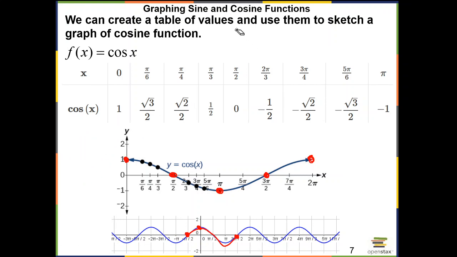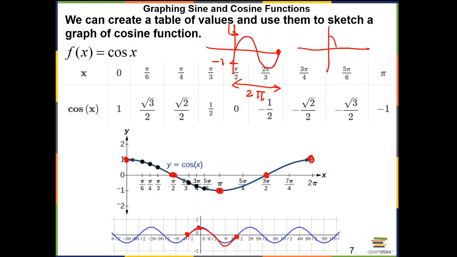One cycle of sine looks like this. This distance here is 2 pi, and that's one period of the original sine function. And it goes from -1 to 1. And cosine, one cycle of it is half a hill, one complete valley, and another half hill. This distance is again 2 pi. So the period is 2 pi for cosine, and just like sine, it goes from -1 to 1.